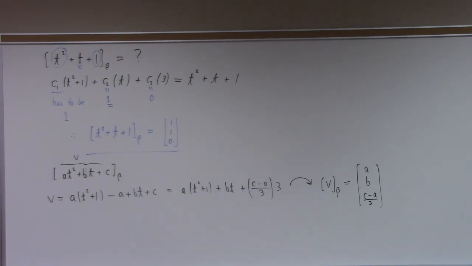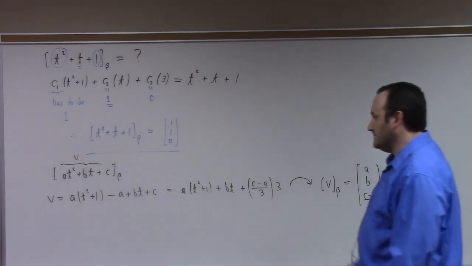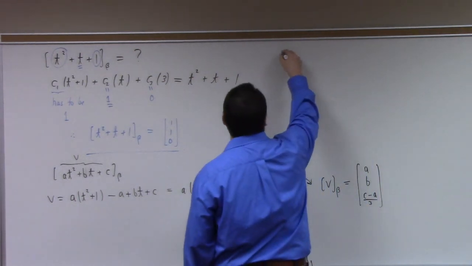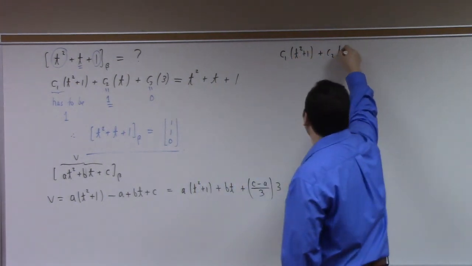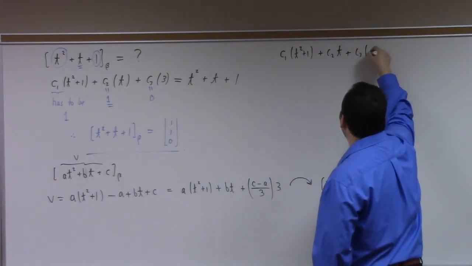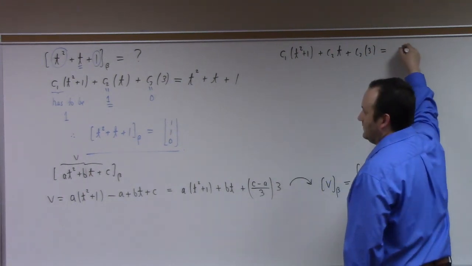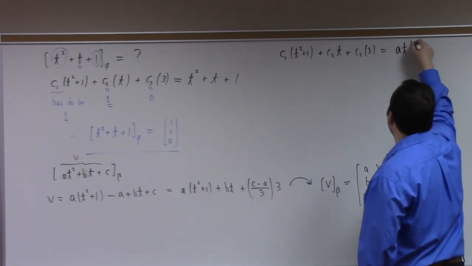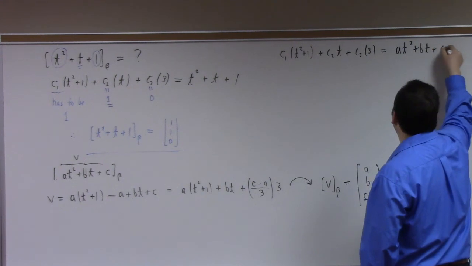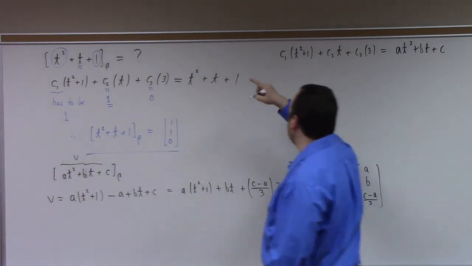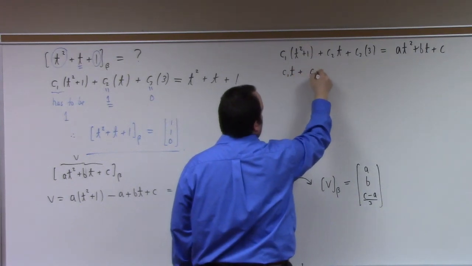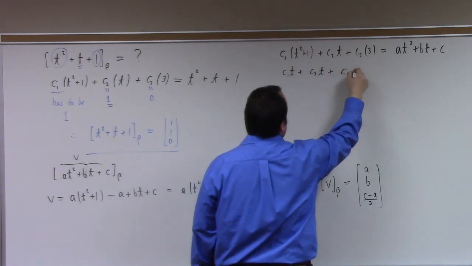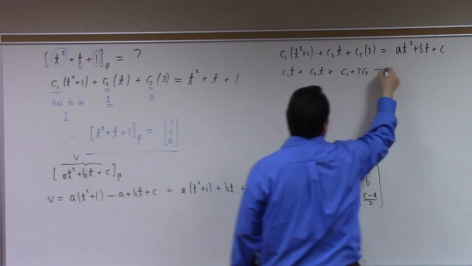Now, if you didn't do it that way, if you didn't see my trick, how would you have to do this one? Something like c1 times t squared plus 1, plus c2 times t plus c3 times 3 equals at squared plus bt plus c, right? And you'd read off, you collect things. You got c1 times t squared, plus c2 times t plus c1 plus 3c3, right?